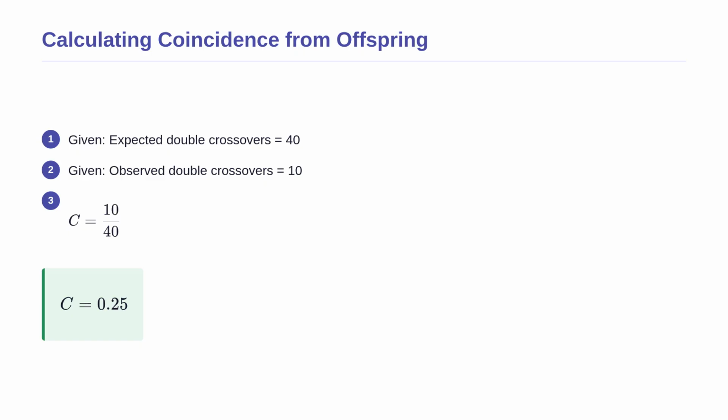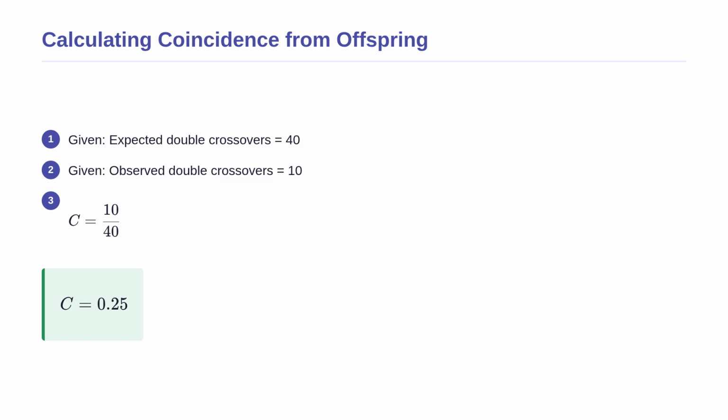Before we move on, let us see this with a concrete example. Suppose a geneticist is studying 3 linked genes in fruit flies. Based on known map distances, she expects to see exactly 40 double crossover offspring. However, when she counts the offspring in her lab, she only observes 10.